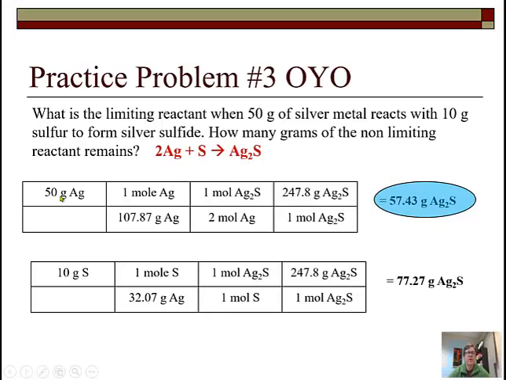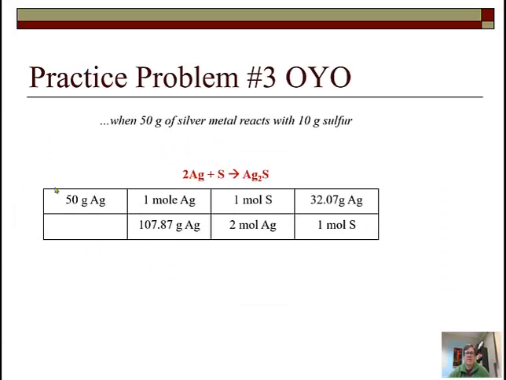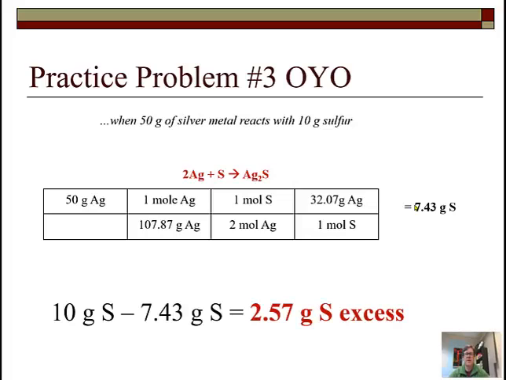Now what we're going to do is change our limiting reactant Ag into sulfur and figure out how much sulfur we actually need to react with 50 grams of silver. Okay. So once again, we set this up just like we did before, and we find out that we need 7.43 grams of sulfur. So we didn't need that 10 grams. To find out how much is left over, we're going to take our 10 grams and subtract the amount that we would need to exactly react with 50 grams. Okay. And we find that we have 2.57 grams of sulfur remaining in excess after this reaction has occurred. Okay, so once again, 3 stoichiometry problems and a subtraction problem.